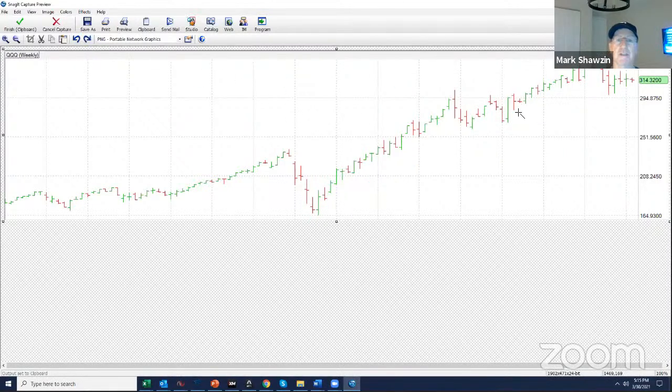Now, this was the ascending broadening triangle that I was looking at. And you can see the key reversal. So this was the weekly reversal, made a new high, closed at the low, right at the top of this thing. I got short there and made a few dollars going that way.